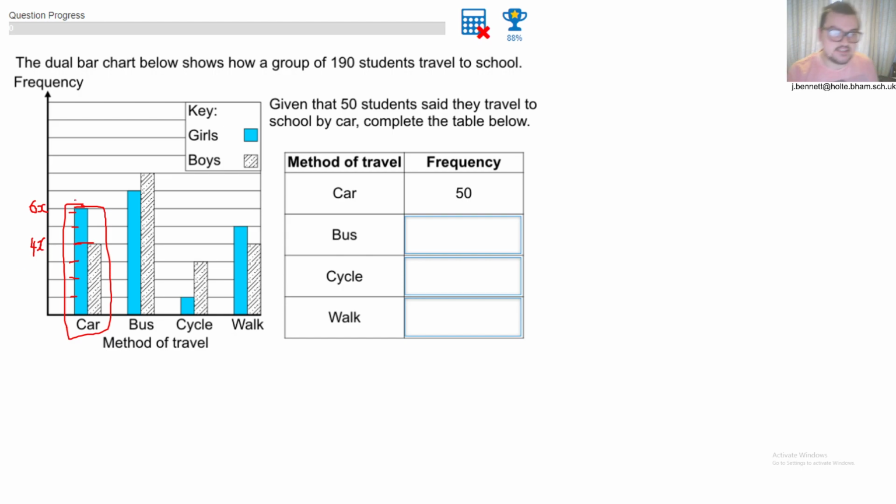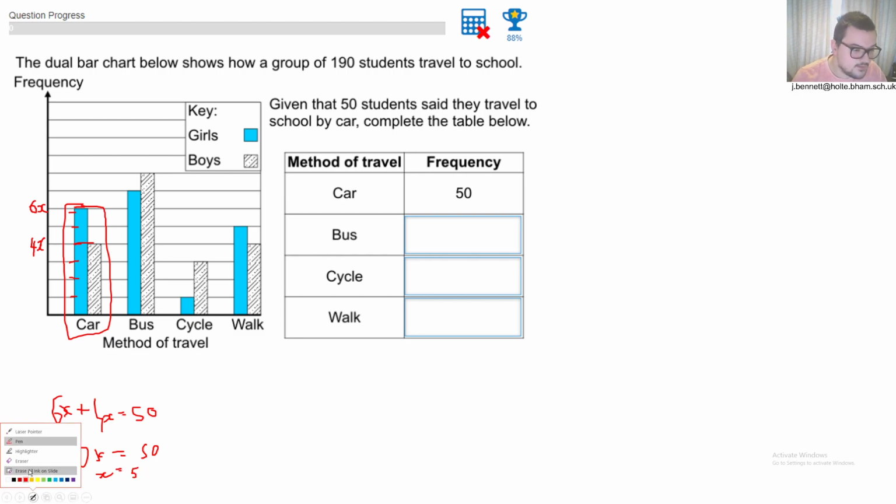The girls have 6 lots of x, the boys have 4 lots of x. We know that the total for cars is 50. So we know that 6x plus 4x equals 50, and we just solve for this. 6x plus 4x is 10x equals 50. x equals 5.